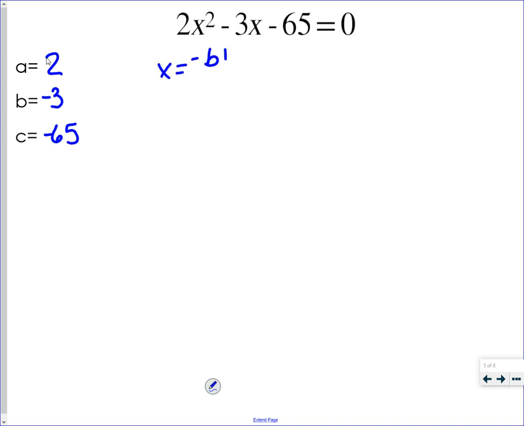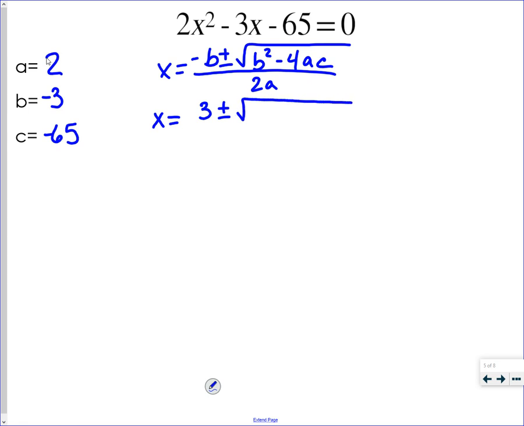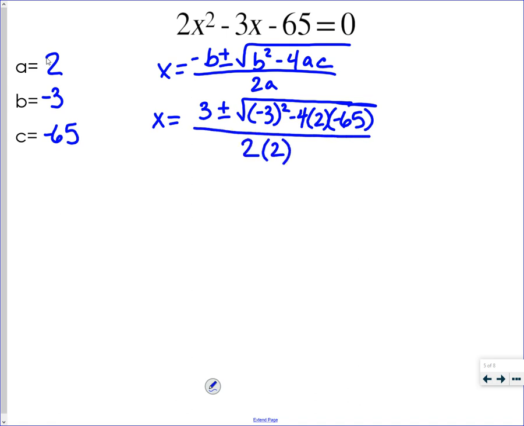x equals negative B plus or minus the square root of B squared minus 4AC all over 2A. So the opposite of B, the opposite of negative 3, would be a positive 3. Then I'll have a negative 3 squared, notice that I'm putting that in parentheses, minus 4 times 2 times a negative 65, all over 2 times 2. Negative 3 squared, negative 3 times negative 3, is positive 9.